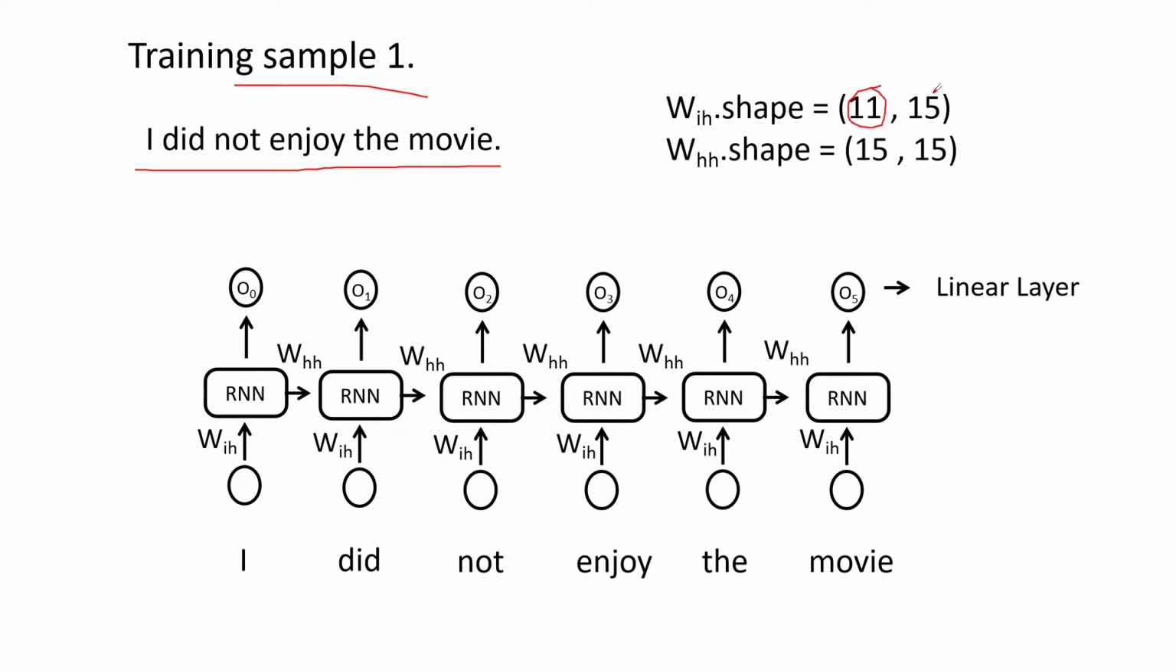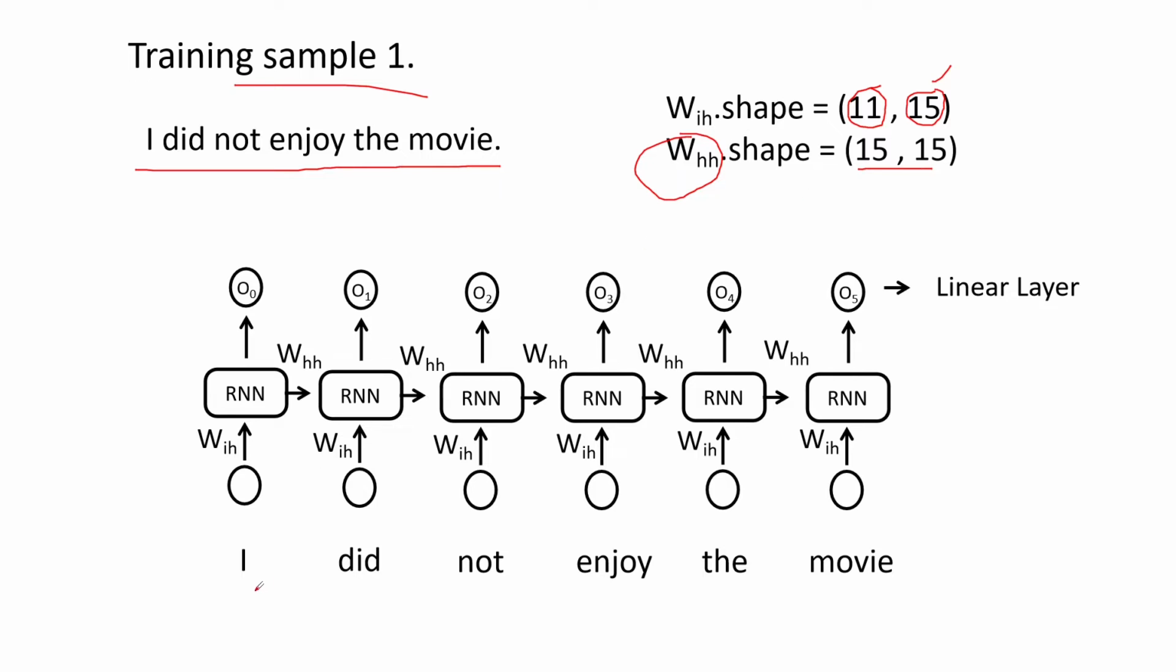And this second dimension, 15, I have chosen for myself. You can also choose 25, 20, 30, it doesn't matter, you can choose whatever you want. But once you choose that, the weights for hidden to hidden will also use this 15, and it will be a square matrix, which means if this is 15, this will be 15 by 15. If this is 25, this will be 25 comma 25. You have to remember this, and when we implement it after some time in PyTorch, we will see that.